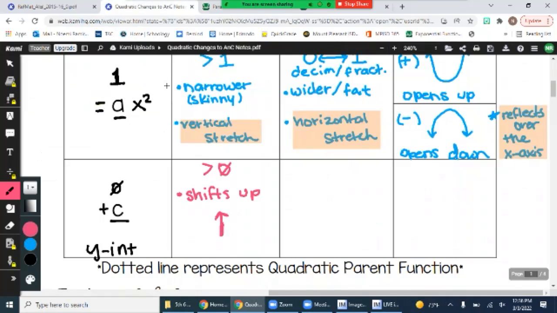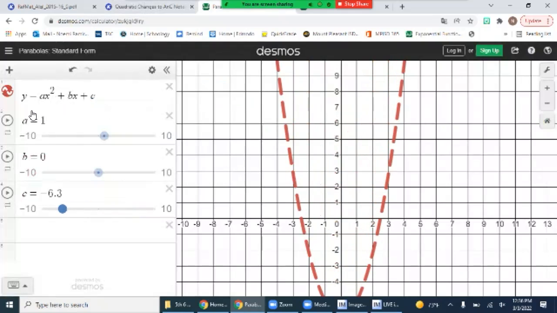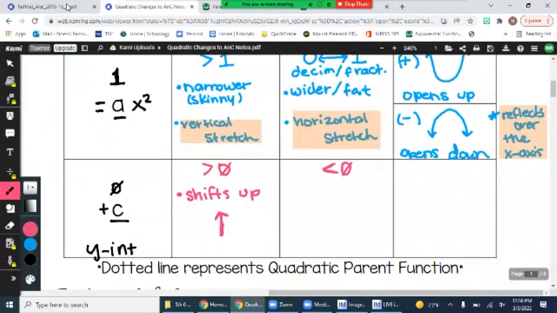So if the value decreases and it ends up being less than 0, what do you think is going to happen to my parabola? It's going to shift down. Do you think it's going to flip it when it changes to a negative number? No. The value of A is the only one responsible for flipping it. C is a y-intercept. So if C is a negative number, if C is -1, it moves down to -1. If C is -2, it moves down to -2. C is only responsible for the shift. It shifts your whole parabola up or down.